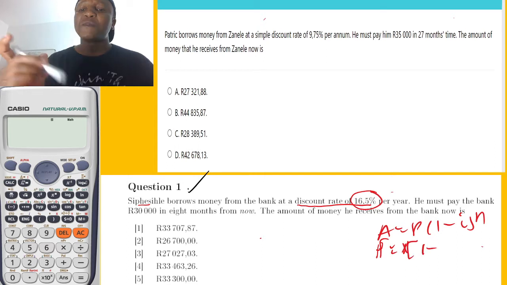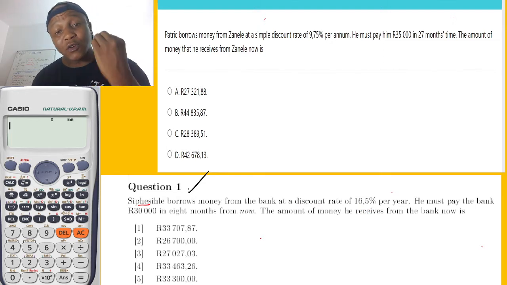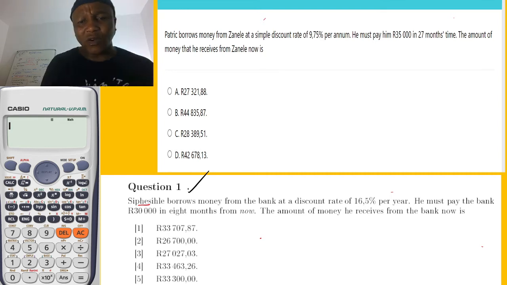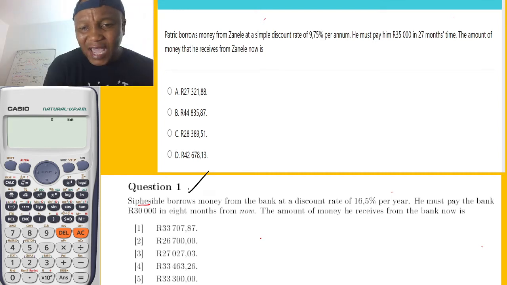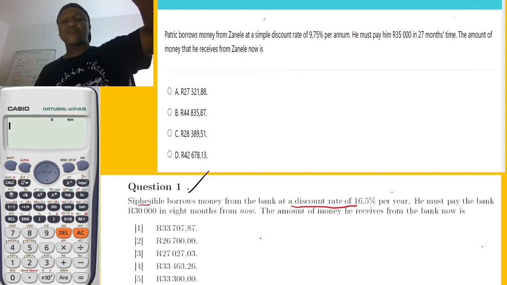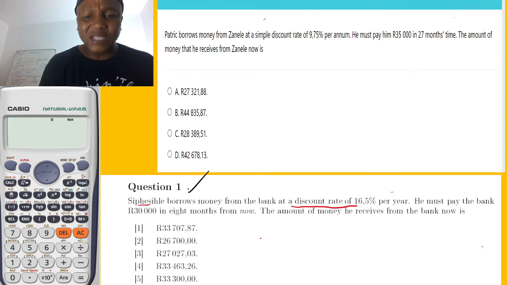Let me give you a trick, because a lot of people get confused about which formula to use. To know which formula you're going to use, you have to look at the words. If you see a discount rate, then you know you have to apply the discount rate formula for this case. Like I say, P equals S times (1 minus D).